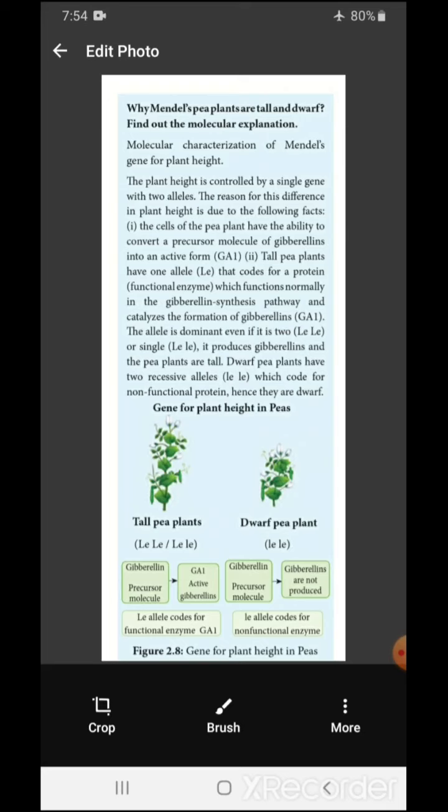Dwarf pea plants have 2 recessive alleles. There is no capital L. So all have small l, small e, which code for a non-functional protein.